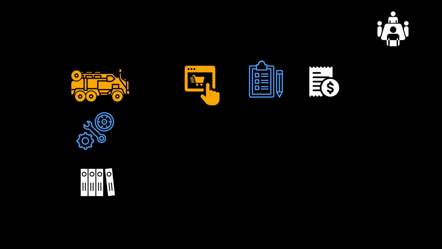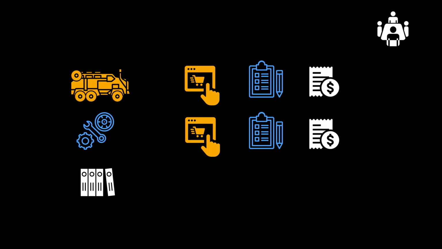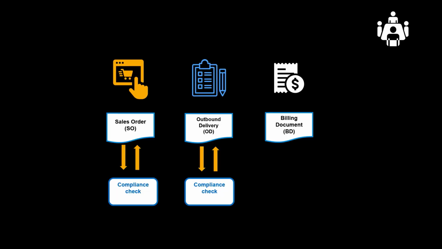For the first item, the military truck, we will create a sales order, a subsequent delivery document, and finally, a billing document. We will do the same for the second item, the spare parts. For the documentation, no delivery and billing document is needed. In GTS, compliance checks are performed upon creation of sales orders and deliveries. The export declaration is created when a billing document, for instance, a pro forma invoice, is generated.